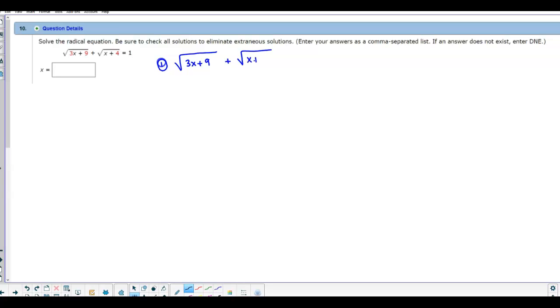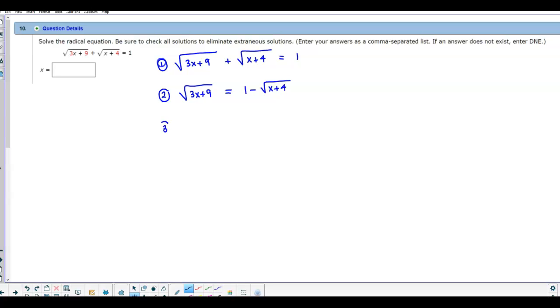And so our goal is to first isolate one of them, remove the radical, and then we're going to remove another radical. So what we're going to do is isolate the first one here, which is the square root of 3x plus 9 on the left side of the equation. And then we're going to subtract the square root of x plus 4 to the other side. So we're going to end up with 1 minus the square root of x plus 4.